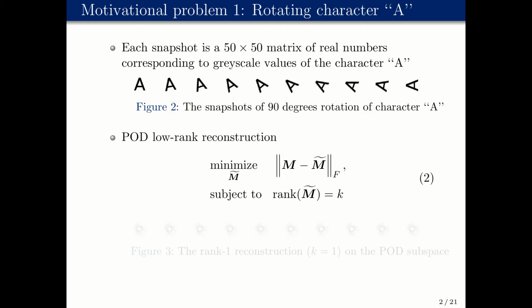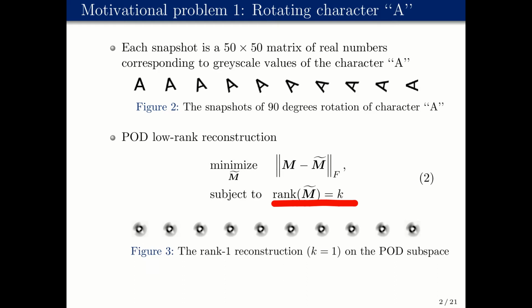So here we have the snapshots of a rotating character A, and I want to reconstruct that on a linear subspace using POD. POD minimizes the Frobenius norm distance between M, our snapshots, and M tilde, the low-rank reconstruction of the snapshots. The rank of M tilde here is K, and K is much smaller than the dimension of the problem. We solve this minimization problem, which has a closed form, and let's reconstruct that on a subspace of size 1, as in figure 3. And you see the solution is nothing close to the snapshots we had.